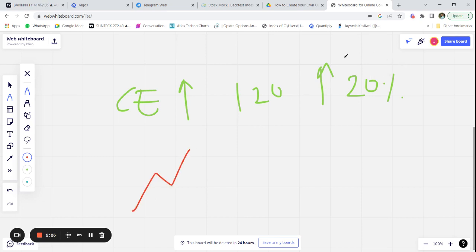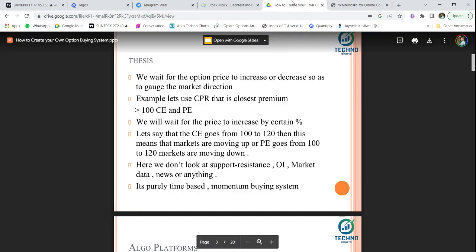Now why are we taking 20% as the premium rise? Because we cannot wait for the premiums to double, since in that case the Bank Nifty movement would have already happened and then we would be entering. So we want a certain percentage increase, so it could be 10, 15, 20, whatever you want to backtest, you can do so, right? Here in this example we are taking 20%, or 20 rupees, whatever.